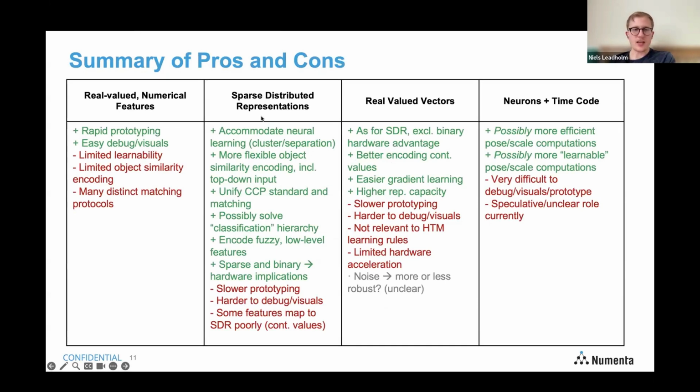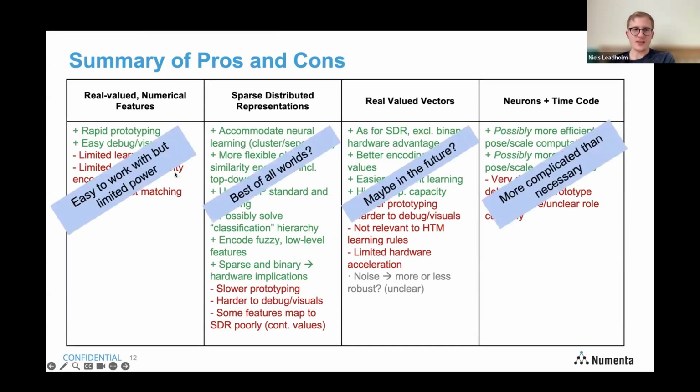Yeah, as you can kind of guess, just eyeballing from the amount of green here, the current favorite is SDRs, and that's therefore what we're largely going to focus on going forward, at least according to the current plan. Obviously, this is a living document, but we've discussed keeping, at least in the short term, some of these real valued numerical features.